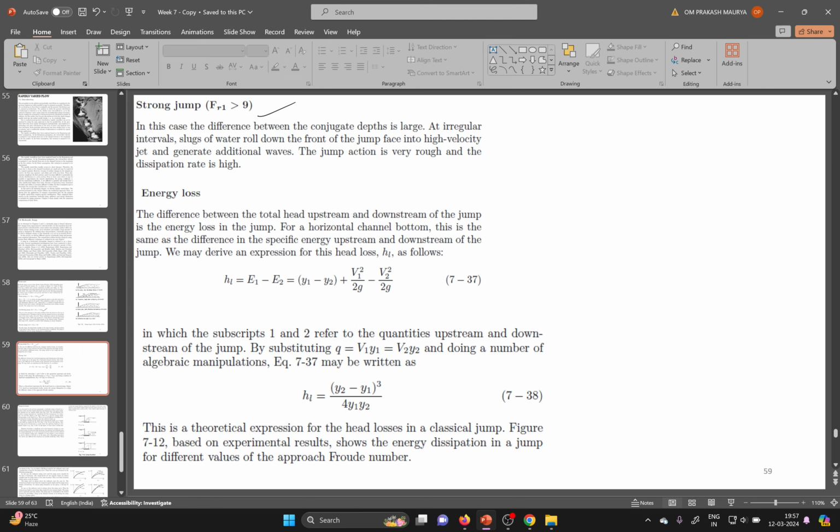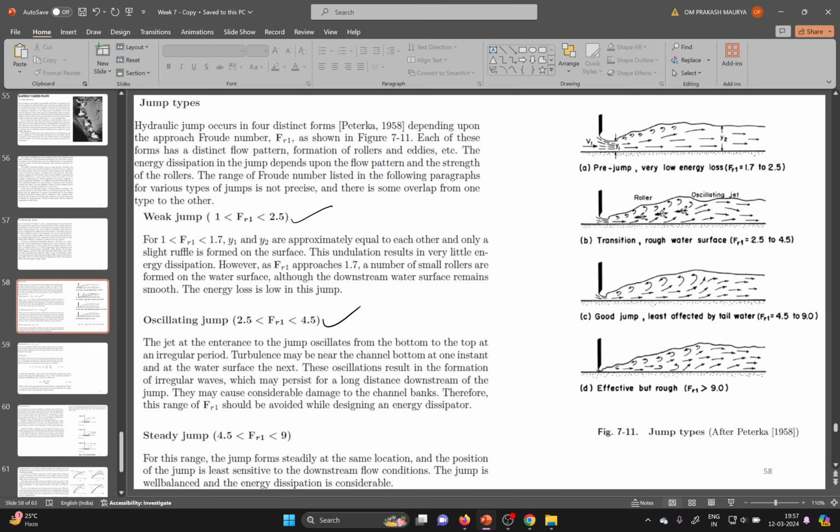Energy loss, you already know how to calculate it. Let me write and derive the formula for you. Here one figure is there. You can see the depth at your gate and your water surface profile pre-jump. Figure one represents the pre-jump with very low energy loss. If such a type of gate is there, energy loss is very, very less, and Froude number generally varies between 1.7 to 2.5.